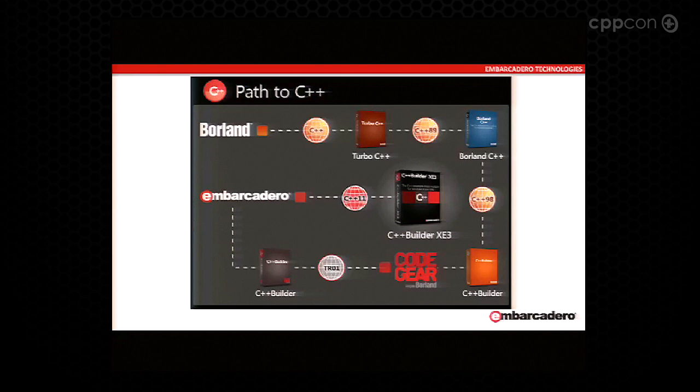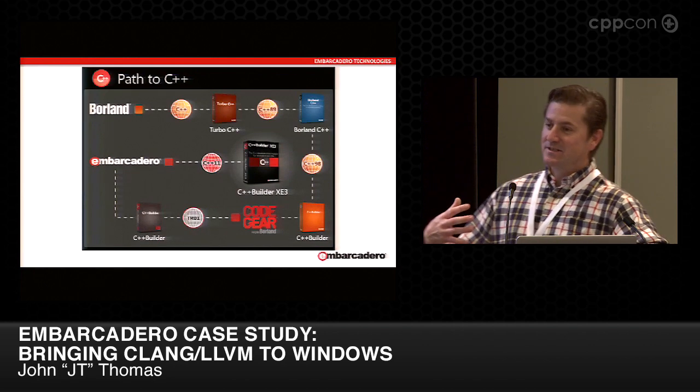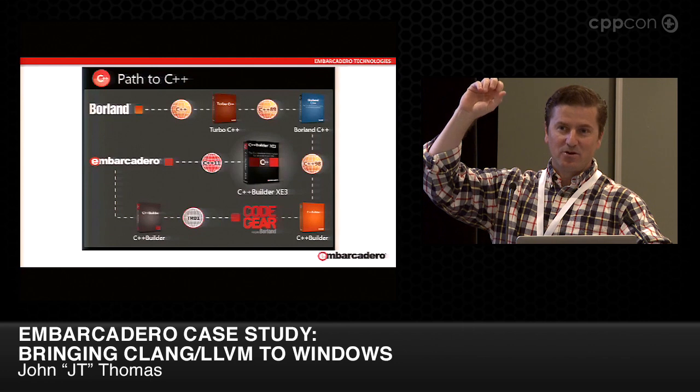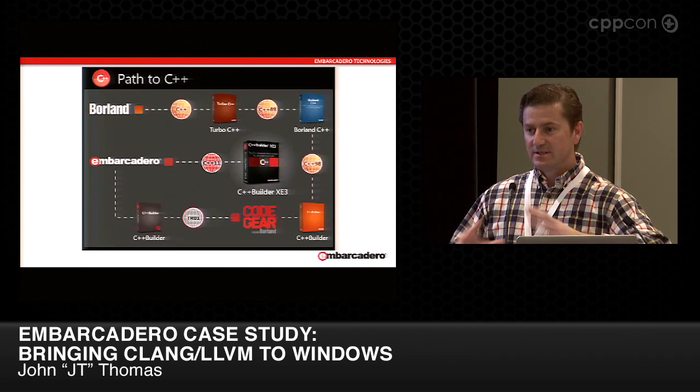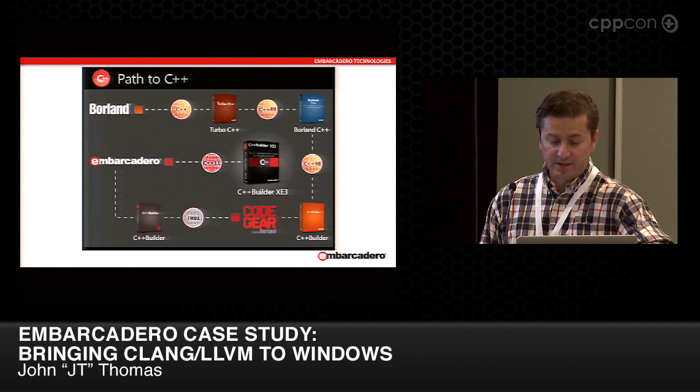And around the CodeGear time, this is probably more history than you may be aware of, CodeGear was a spin-out from Borland. Borland decided it wanted to be an ALM company, which was like requirements management, testing, all that kind of stuff. And so they set the tools out on the side, which was the money-making business unit.